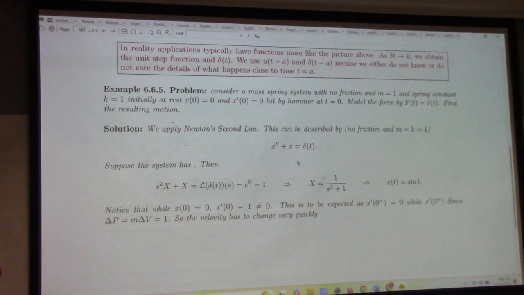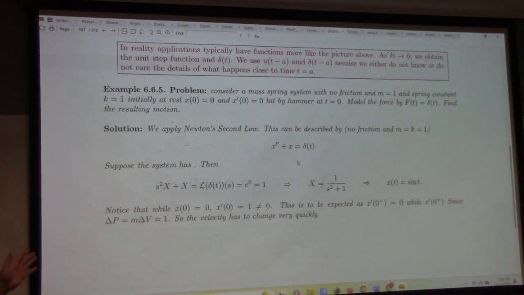We could easily change this problem. Instead of putting delta of t, put delta of t minus t naught, right? If you replace delta with delta of t minus t naught, everything goes through the same, except you get an e to the minus t naught here. And then you would get sine of t minus t naught times u of t minus t naught. So if you hit the spring with a hammer at time t naught, it just sits there, does nothing right up until the hammer hits it, and then it starts oscillating after the hammer hits it.